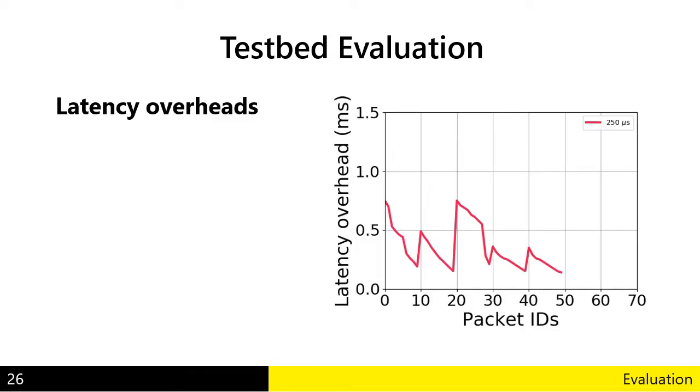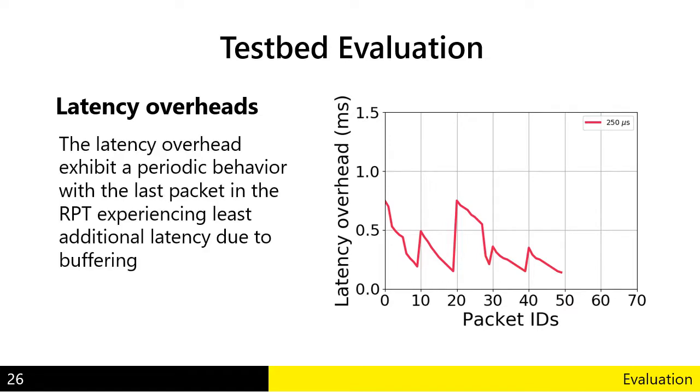So this is what the latency overheads for different packets from the application traffic look like. On the x-axis, we have the packet IDs from the application, and on the y-axis, we have the latency overheads experienced by each of those packets. This curve is for a per packet wait timer of 250 microseconds. We note that the overheads exhibit a sort of periodic pattern, where there is a rise and then it decreases, and then there's a rise again and then it decreases again.